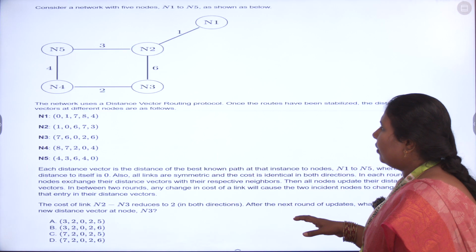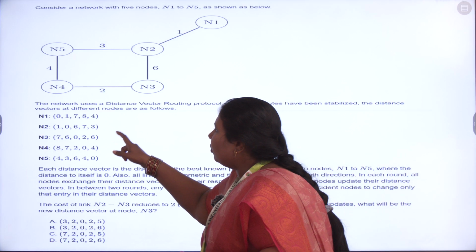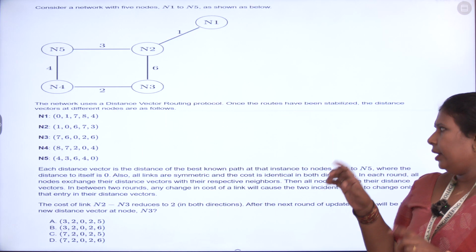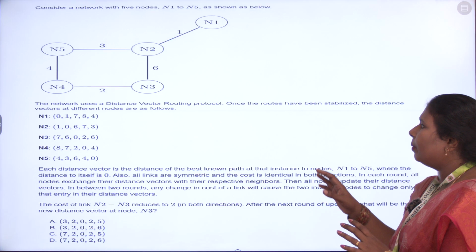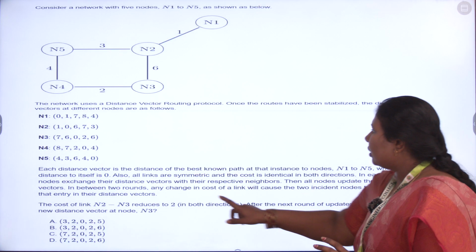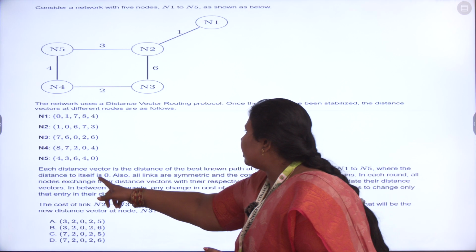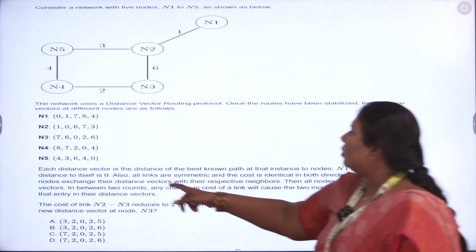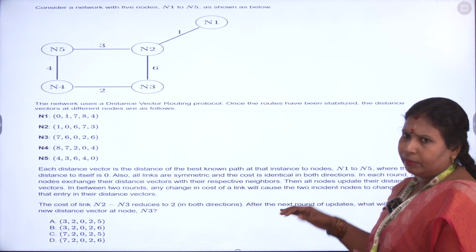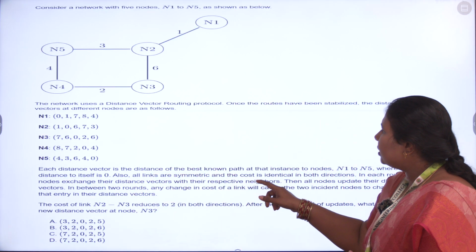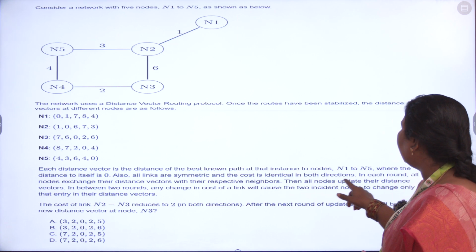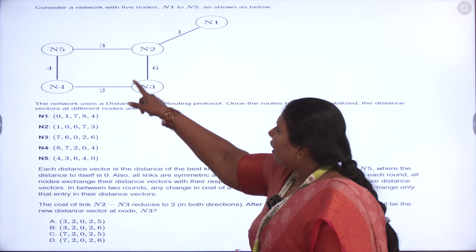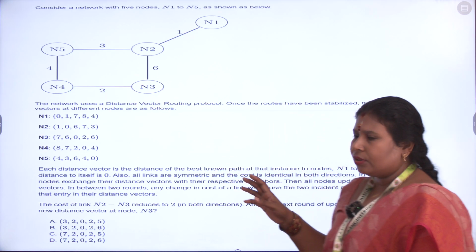What is the task given to us? They are given N1, N2, N3, N4, N5, each router's routing table, which contains the next hop and the cost. What the question asks is: each distance vector is the distance of the best known path from N1 to N5, where the distance to itself is 0. We already know that, we discussed it previously. Also, all links are symmetric and the cost is identical in both directions. From N2 to N5 is 3, and N5 to N2 is also 3.